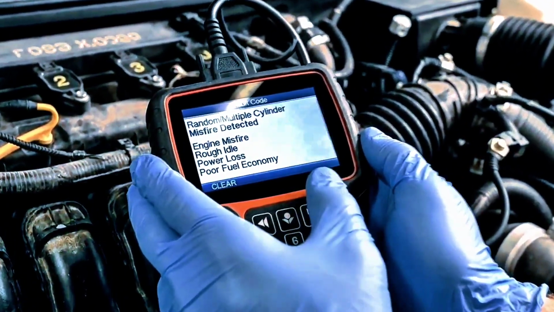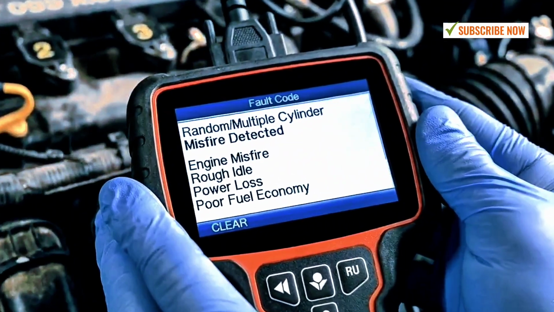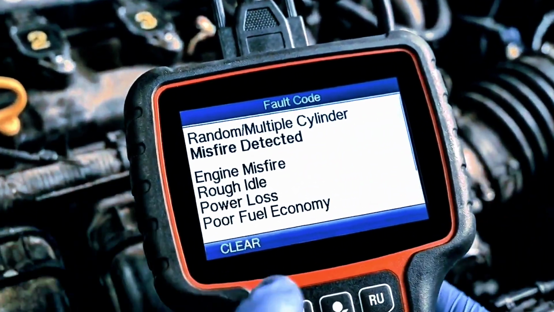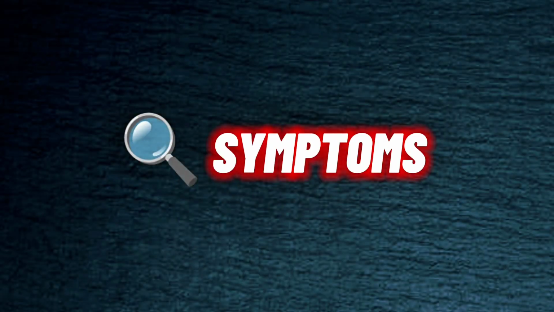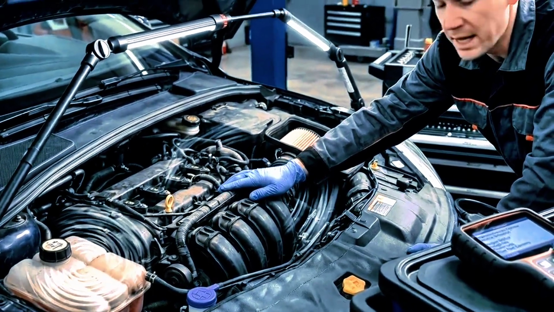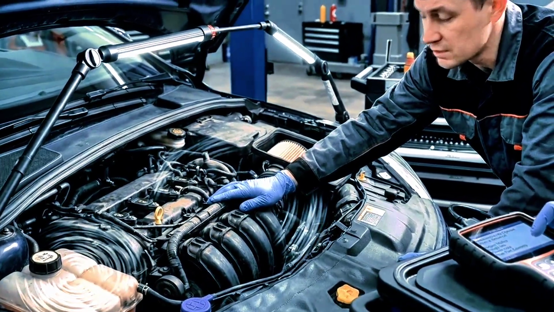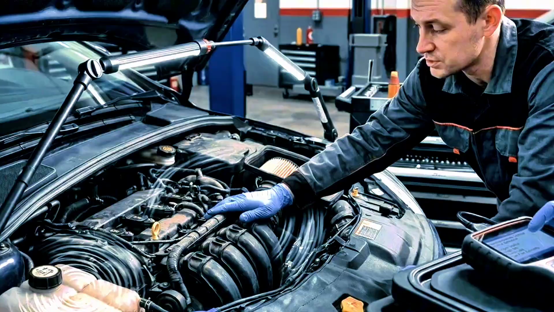P0300 means random or multiple cylinder misfire detected. That means one or more cylinders are not firing properly, and fuel is not burning correctly inside the engine. If your car has P0300, you may notice engine vibration, hesitation during acceleration, reduced power, and increased fuel consumption.